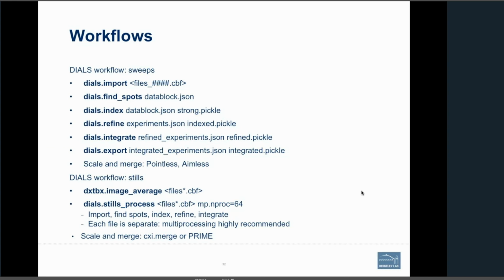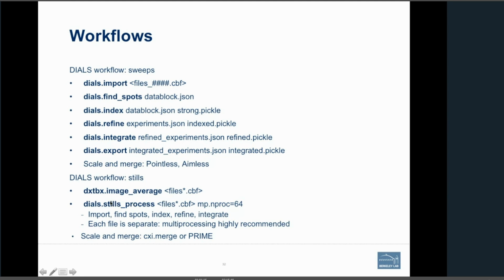So for stills, what we found is that before you can actually begin processing the data, you need to verify that the detector is properly calibrated. And we do that using an average. We take all 100,000 crystal diffraction images and average them all together and look at what we get. I'll show you how to do that.